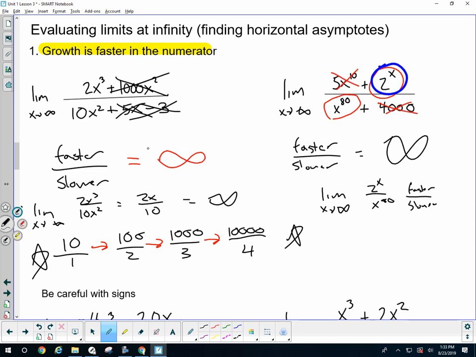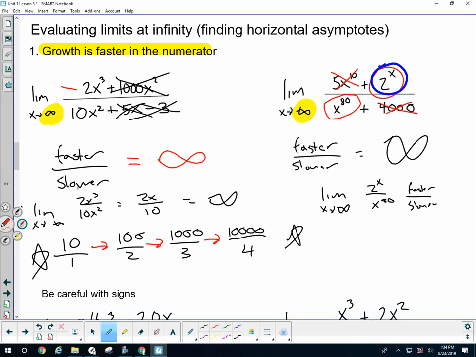I said positive infinity here. I said positive infinity here. It's not always going to be positive infinity if you plug in positive infinity. If I plugged in a negative right in front of that 2, my answer would change. It would change tremendously.